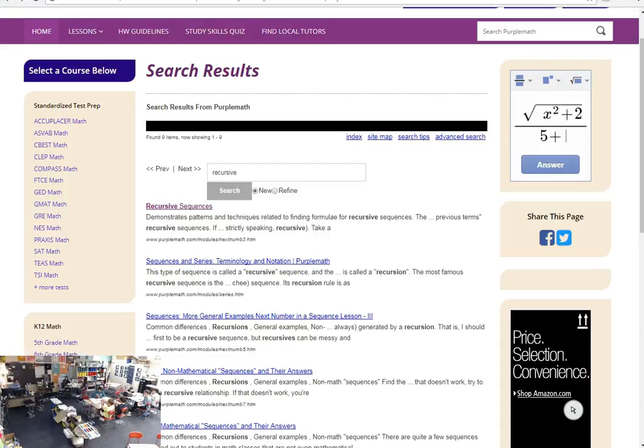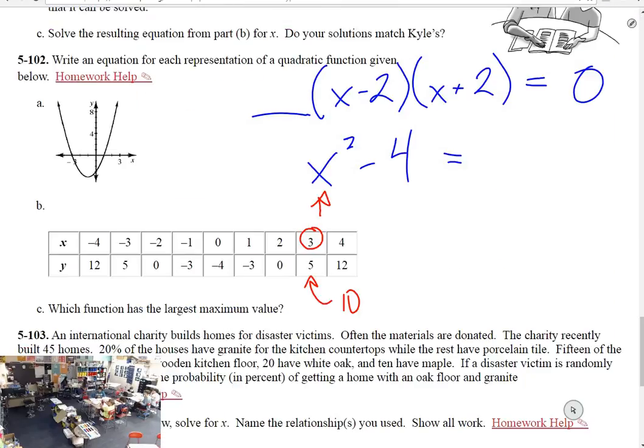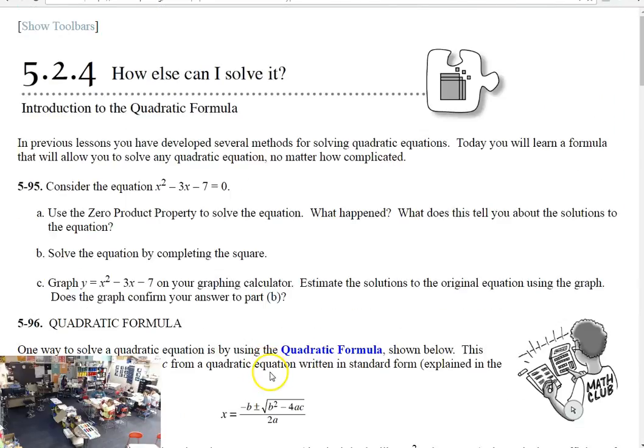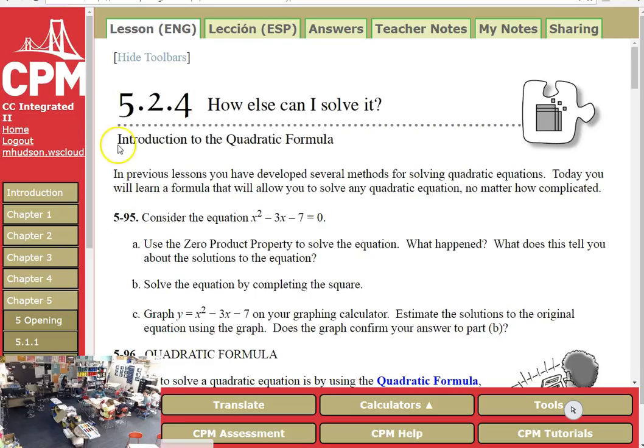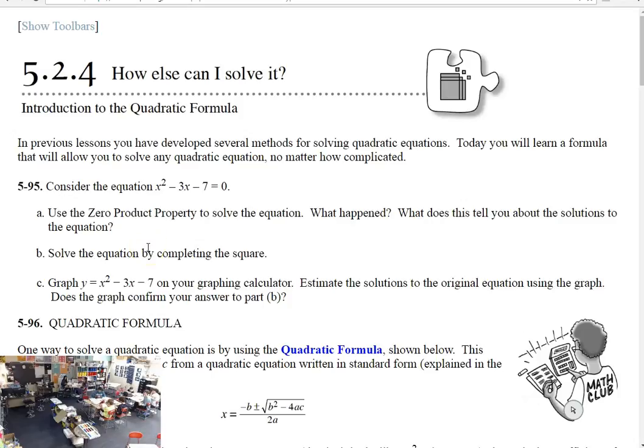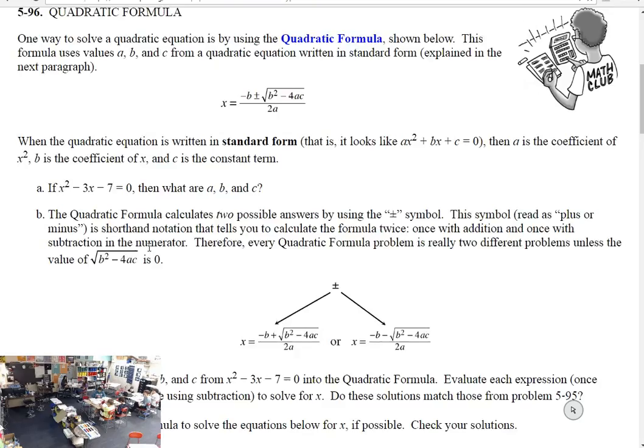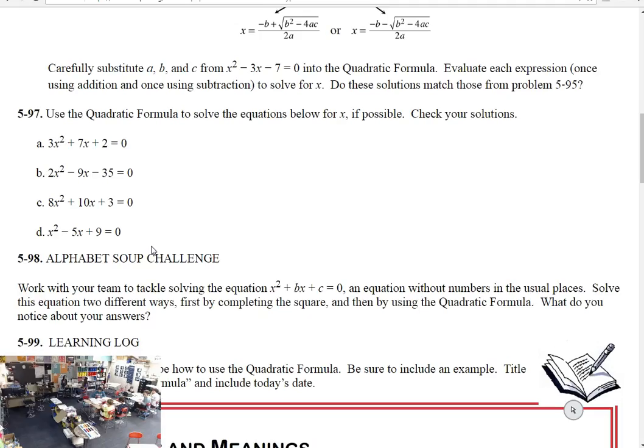Any other huge concerns about that before I move on? All right. So this homework is not necessarily needing to be done today. We're going to take at least a couple days to talk about 5.2.5. But let's make sure we're comfortable with 5.2.4. We talked about how to solve these. We were in the middle of programming our calculators.